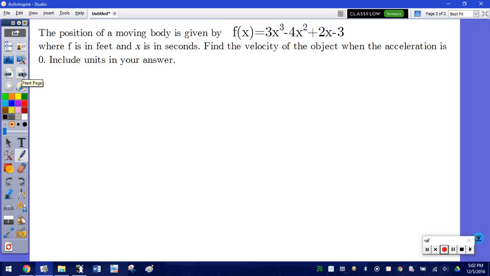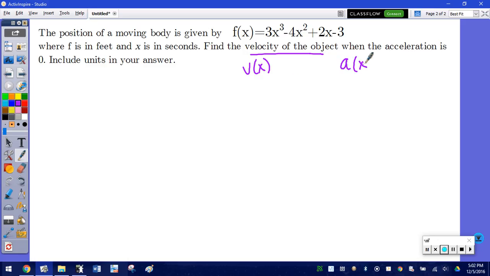Position this time is given by a cubic function where f is in feet and x is in seconds. Find the velocity of the object when the acceleration is 0. Include units in your answer. So here we're told our ultimate answer needs to be velocity at some value, but we don't know what that value is. So what is that value?